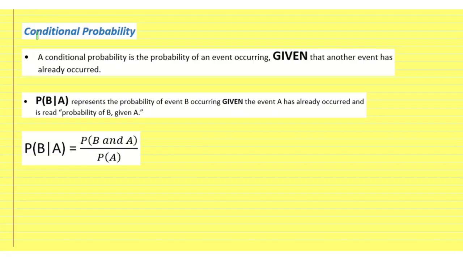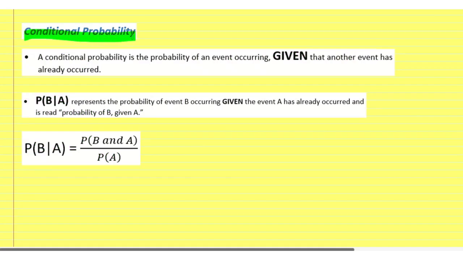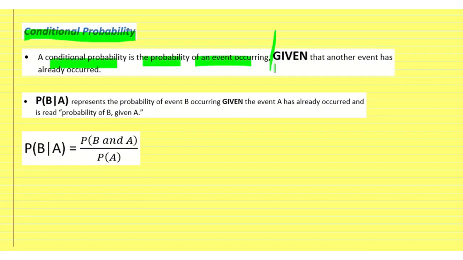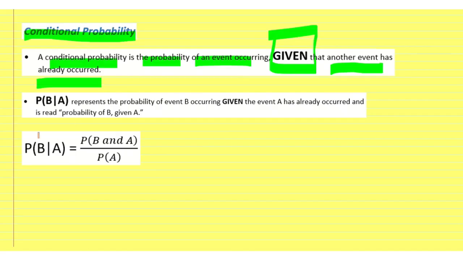Now let's talk specifically about conditional probability. A conditional probability is the probability of an event occurring given that another event has already occurred. We write it like this: the probability of B given A represents the probability of event B occurring given that event A has already occurred, and is read "probability of B given A."